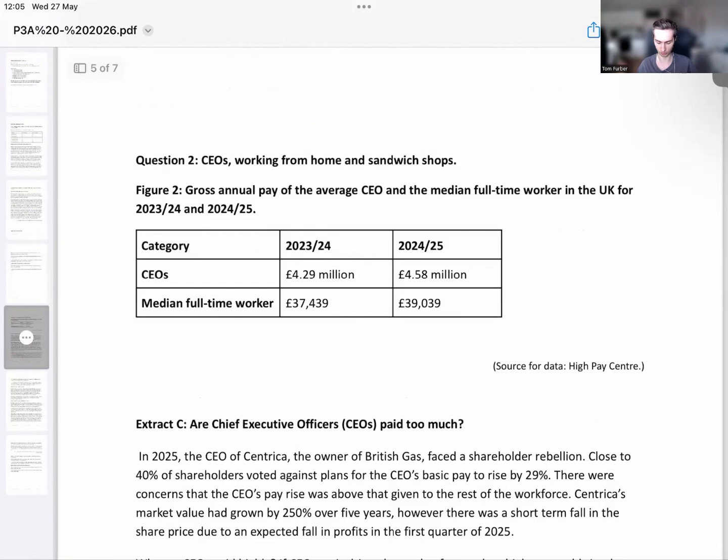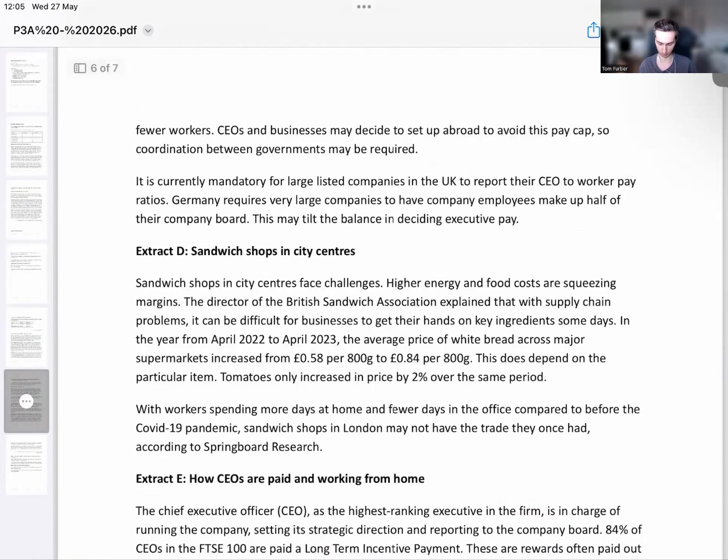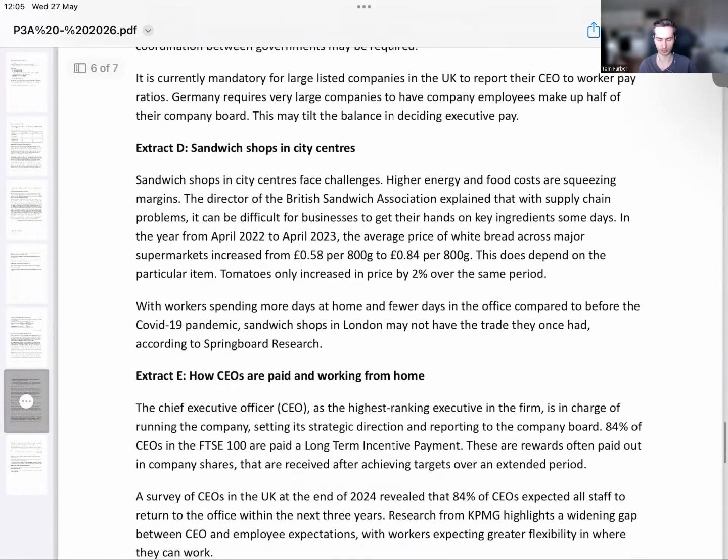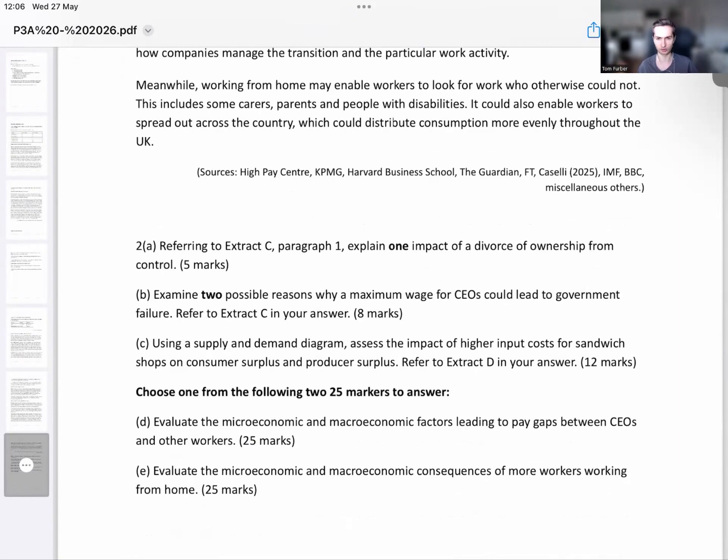And similarly for question 2, this time this is about CEOs working from home and sandwich shops. Sandwich shops and city centres, working from home, how CEOs are paid. And then again, some 5, 8, 12, and 25 mark questions.